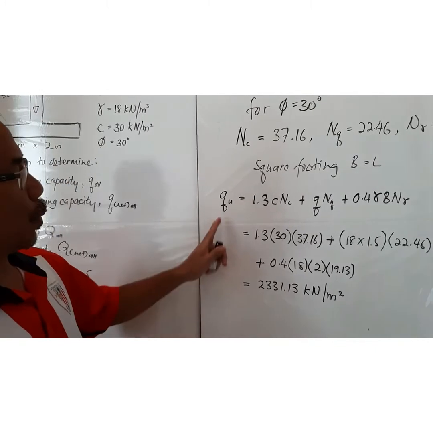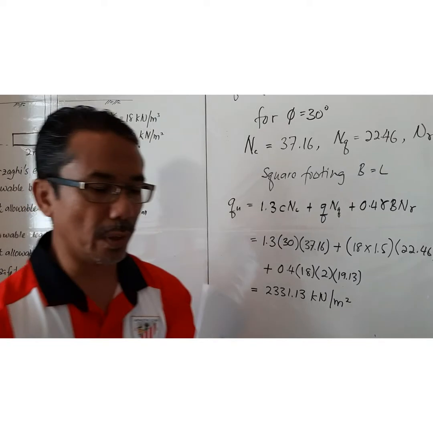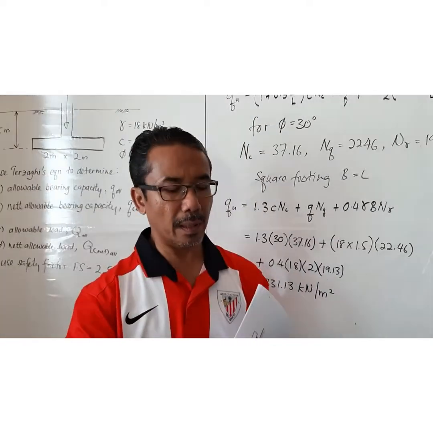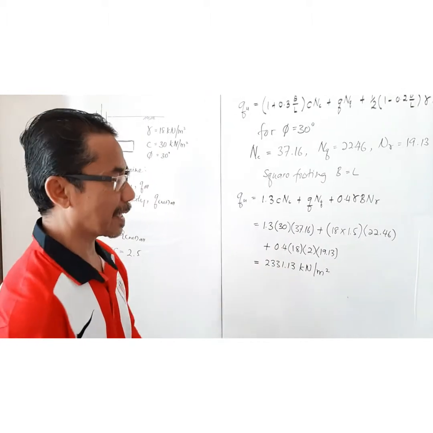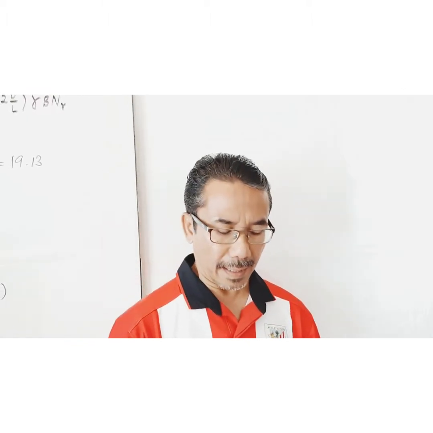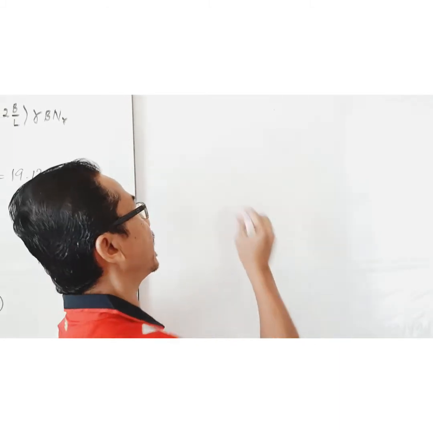Okay. After this, we have to determine the q allowable, q net allowable, capital Q allowable, as well as capital Q net allowable. Okay, let's calculate the allowable bearing capacity, A.